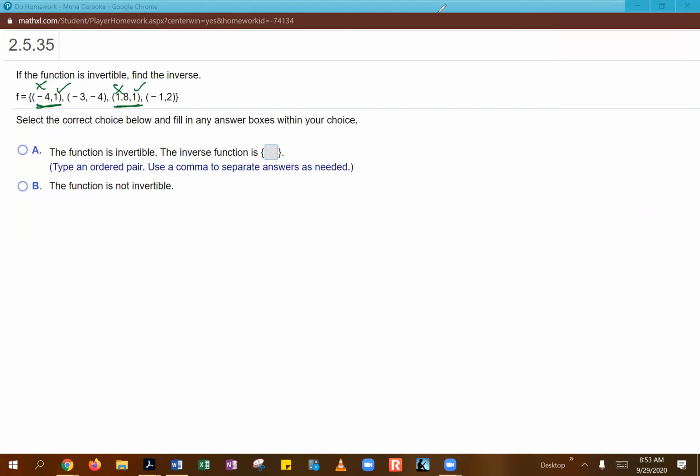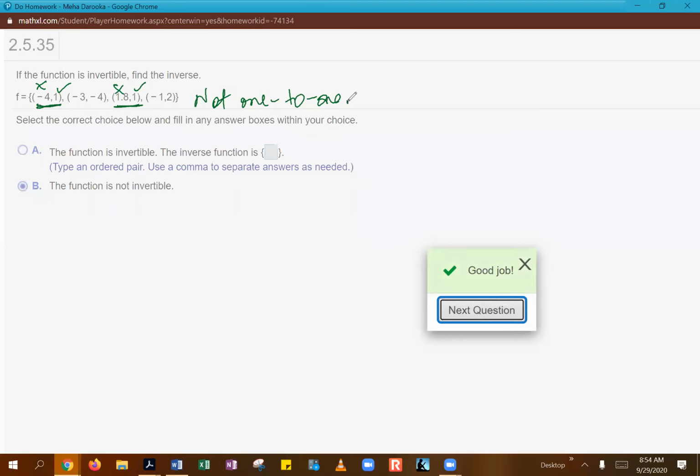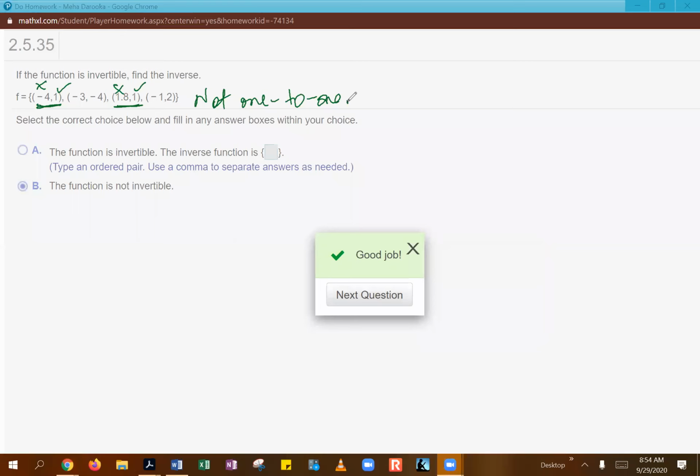And remember, if it's not 1-to-1, you cannot find its inverse. So not 1-to-1, which means the function is not invertible and we cannot do anything about that. Okay.